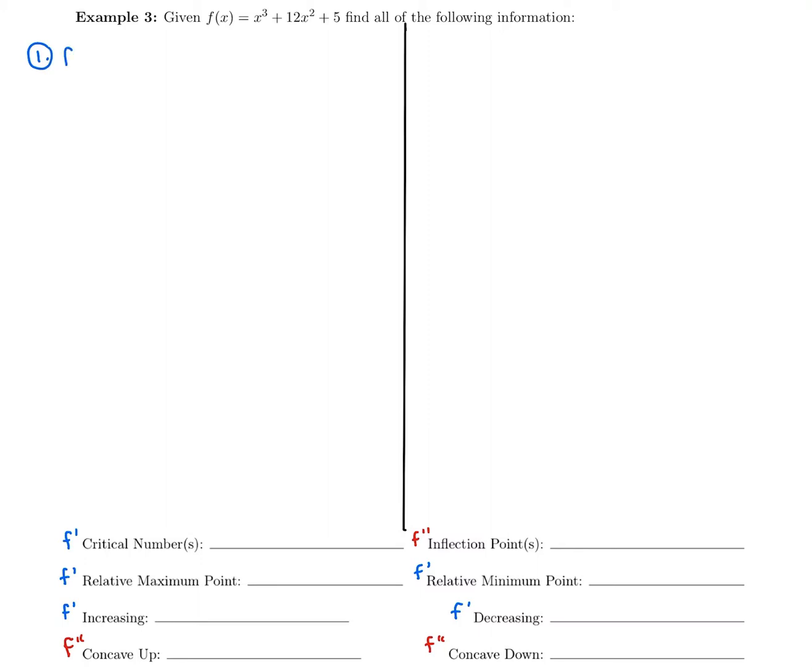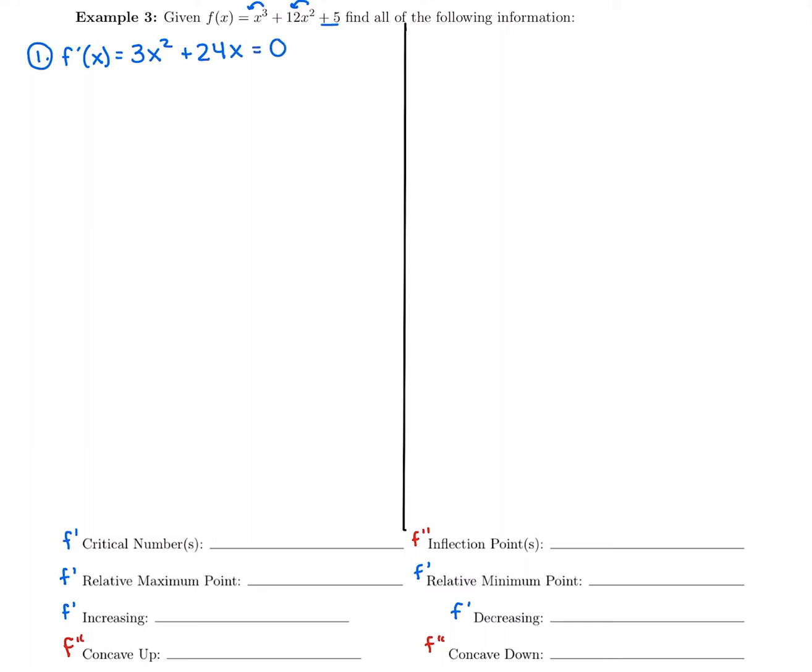We have to take the derivative of this and set it equal to 0. So I'm going to bring down that power. I'm going to have 3x squared. Bring down the power again. 12 times 2 is going to give me 24x. Derivative of 5 is just 0. So I'm going to take that first derivative, set it equal to 0.